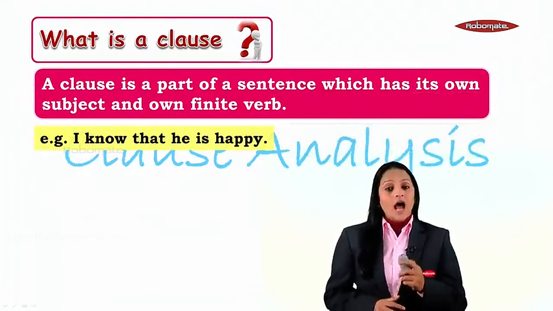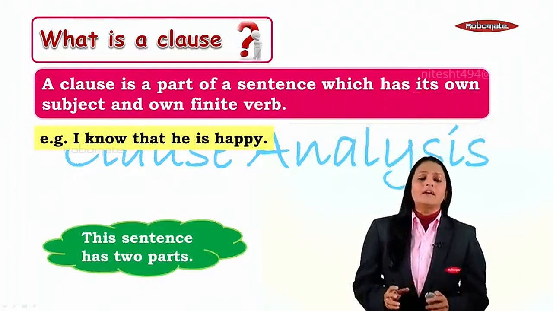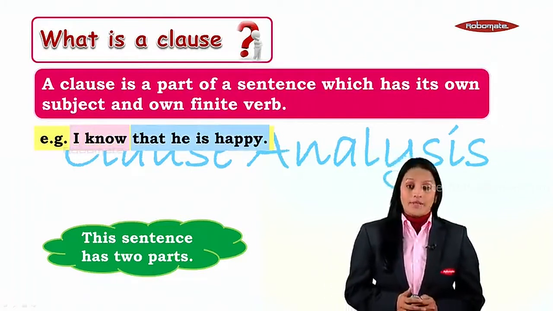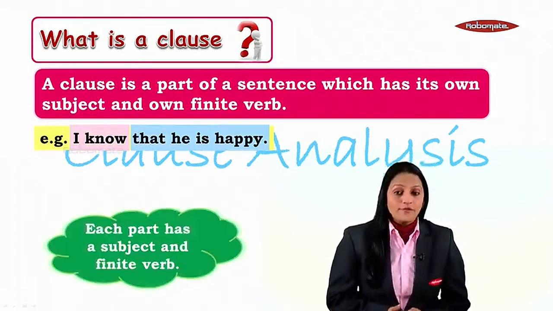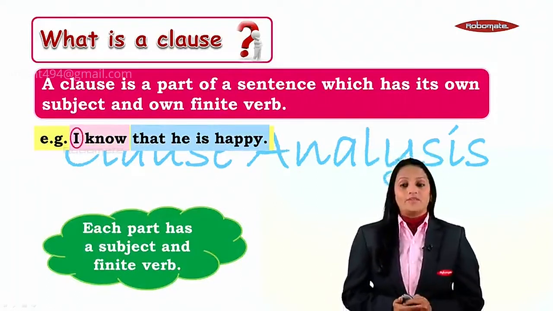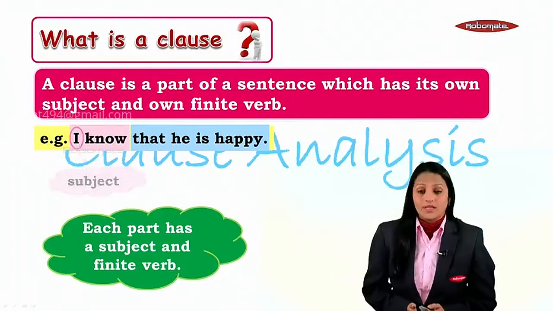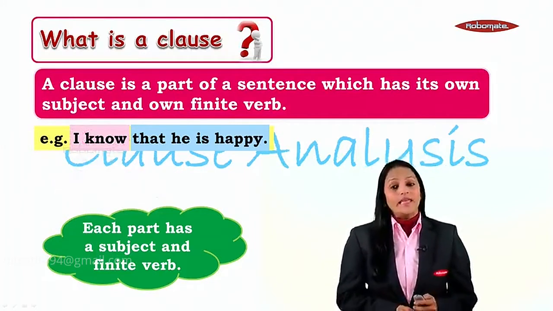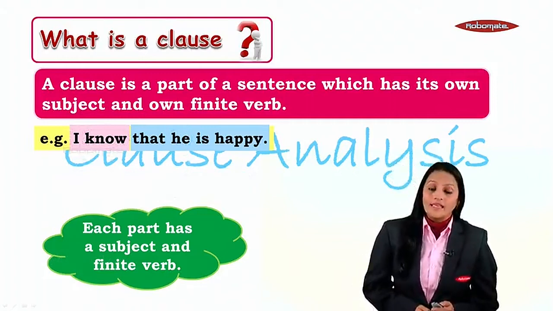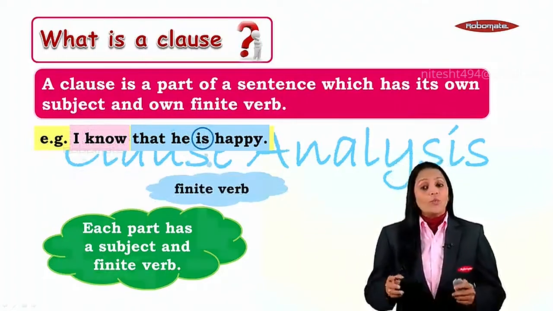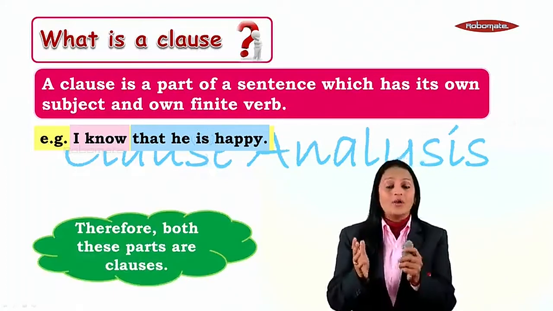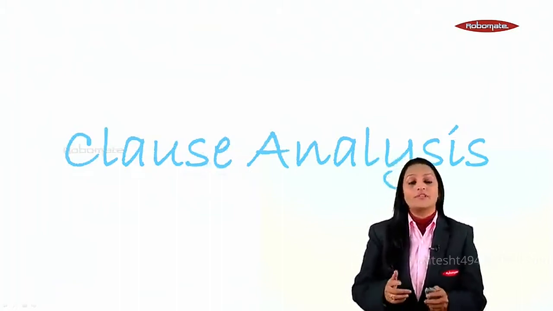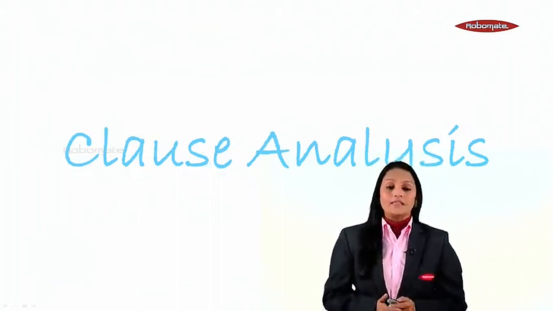Let's understand this with an example. Now, take the sentence: I know that he is happy. Clearly, there are two parts in this sentence: I know, and that he is happy. Let's check. In each part, if you see, there is a subject and a finite verb. Look at the first part. I is the subject and know is the finite verb. Look at the second part. He is the subject and is is the finite verb. So both these parts have their own subject and their own finite verb, and therefore each of them is a clause. So that is a clause.